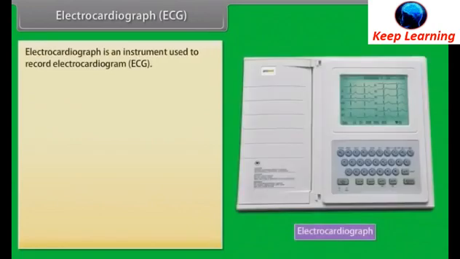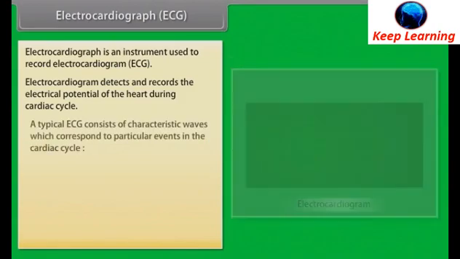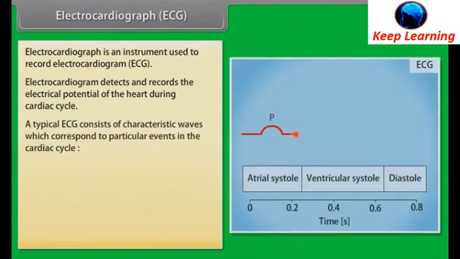Electrocardiograph (ECG). Electrocardiograph is an instrument used to record electrocardiogram (ECG). Electrocardiogram detects and records the electrical potential of the heart during cardiac cycle. A typical ECG consists of characteristic waves which correspond to particular events in the cardiac cycle.